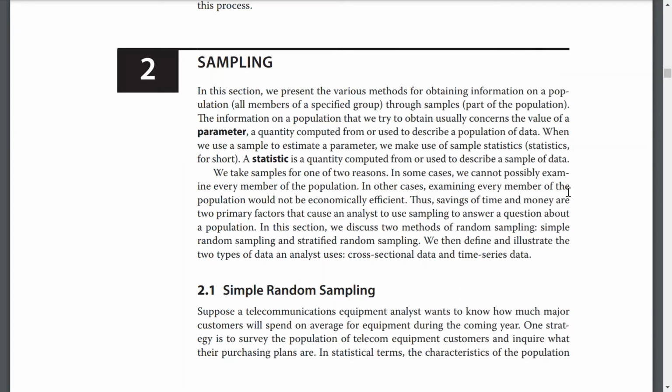We take samples for one of two reasons. In some cases, we cannot possibly examine every member of the population. In other cases, examining every member of the population would not be economically efficient. Thus, savings of time and money are two primary factors that cause an analyst to use sampling to answer a question about a population. In this section, we discuss two methods of random sampling, simple random sampling and stratified random sampling. We then define and illustrate the two types of data an analyst uses, cross-sectional data and time series data.